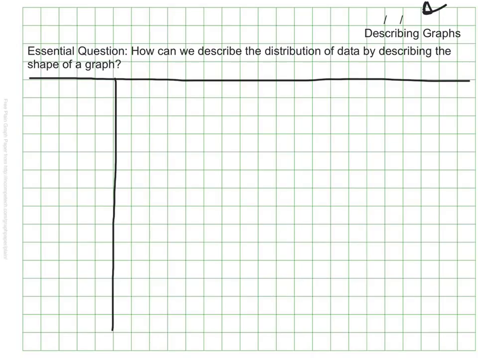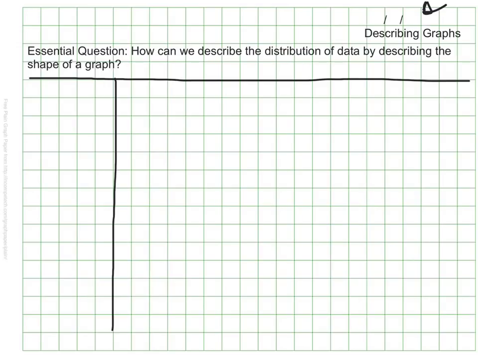For my essential question, I've written, how can we describe the distribution of data by describing the shape of a graph? We've learned many different ways to present and describe data. We've done measures of center, we've done different types of graphs and different types of plots. Now we're going to look at some of the mathematical language that we can use to describe the shape of data. So with this video, we're going to just take a quick look at some data and see what vocabulary we can use to describe it.